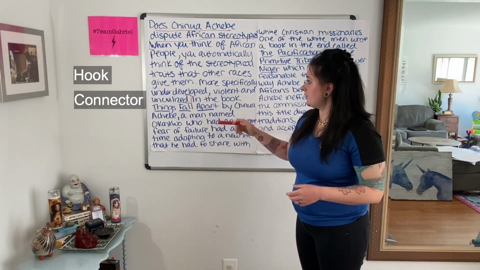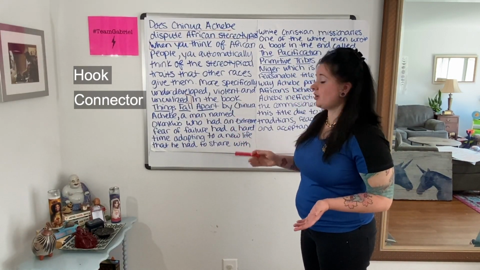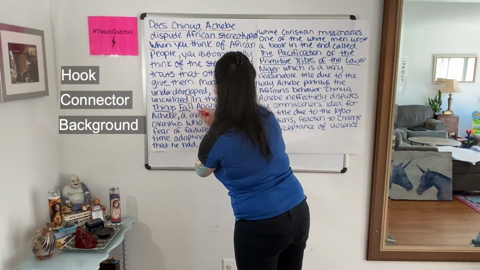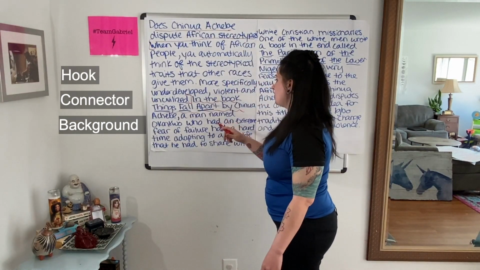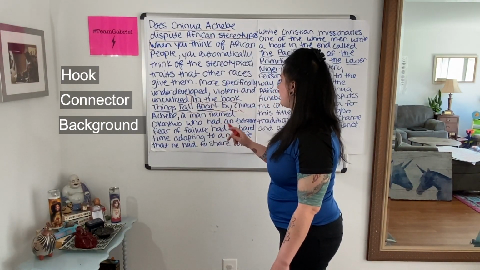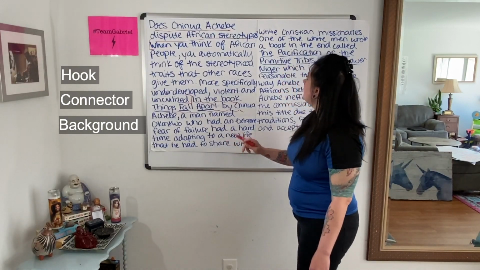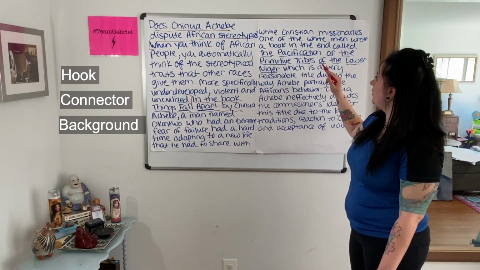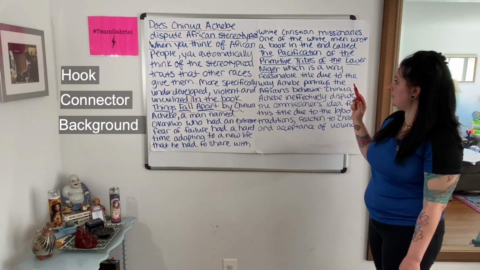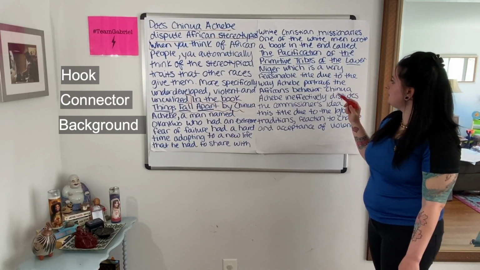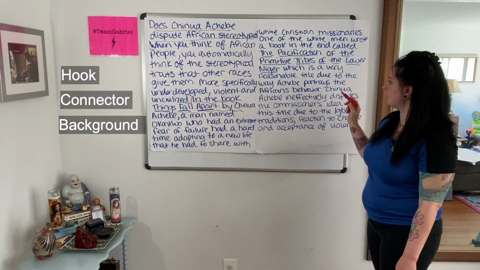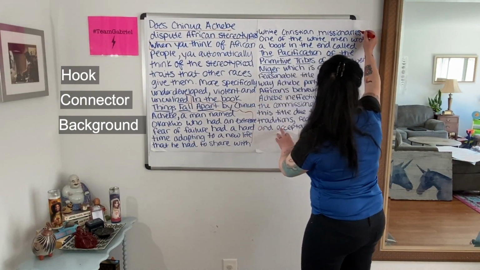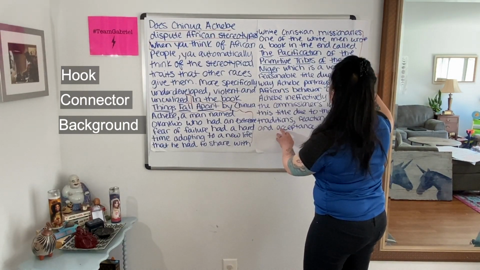So now that she's exposed on this question a little bit more, she talks about the novel itself. She says, in the book, Things Fall Apart by Chinua Achebe, a man named Okonkwo who had an extreme fear of failure had a hard time adapting to a new life that he had to share with white Christian missionaries. One of the white men wrote a book in the end called The Pacification of the Primitive Tribes of the Lower Niger, which is a very reasonable title due to the way Achebe portrays the Africans' behavior. Now, her background information goes all the way to here.